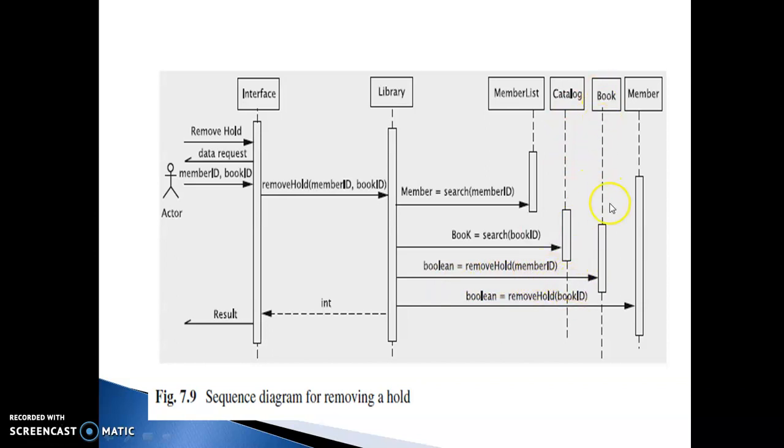and boolean remove hold, it is asking whether for that particular member a hold is placed, can I remove it? Yes. Definitely it will be yes, and it will send the result back to the interface saying that the hold which was placed earlier is being removed by giving these two parameters, that is member ID and the book ID. Member ID because who is holding that book, and book ID on which book it is being held. So for that we need these two as parameters.